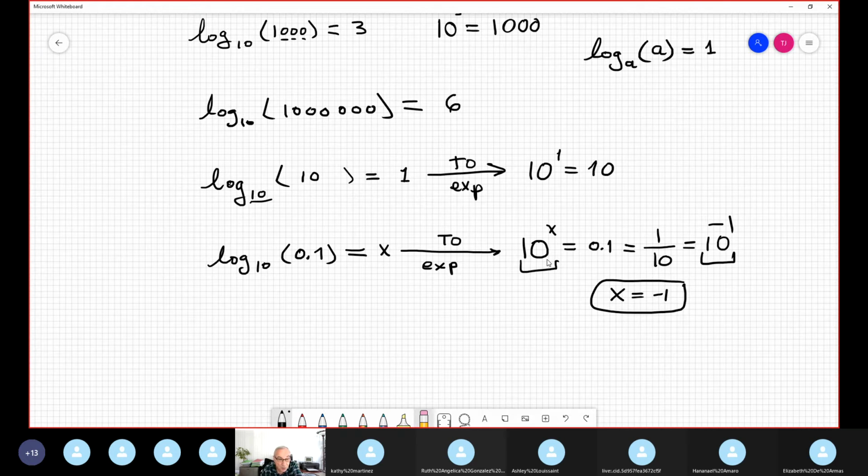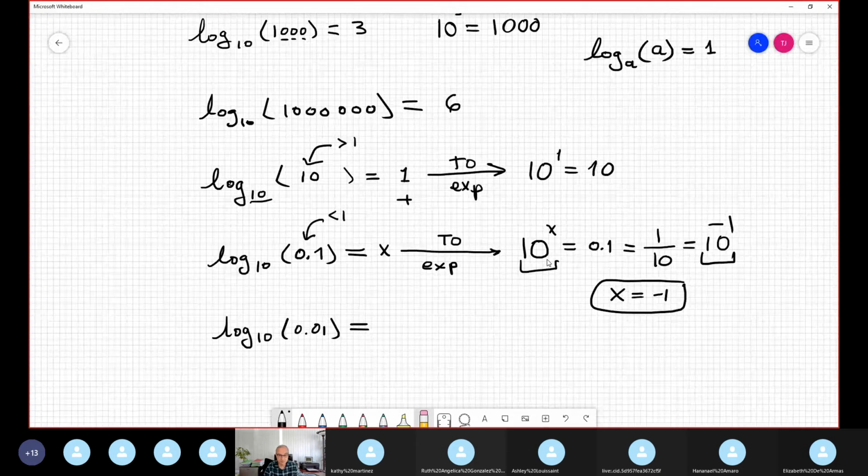This happened when the number inside the argument is greater than 1: the answer of the logarithm is positive. However, when the number inside is less than 1, the answer of the logarithm is negative. Look at that, it's negative. Who can help me with logarithm base 10 of 0.01? Using common sense now.